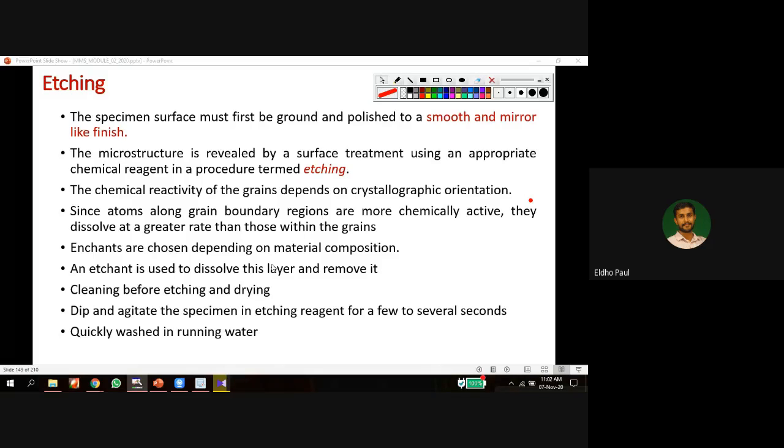Etchants are chosen depending upon the material composition. Depending upon the material, different etchants are available. This is a chemical material, and the etchant is used to dissolve this layer and remove it. After cleaning before etching and drying, we use water cleaning, and dip and agitate the specimen in the etching reagent for a few seconds for chemical reaction. Then we quickly wash with running water. So that is the process of etching.